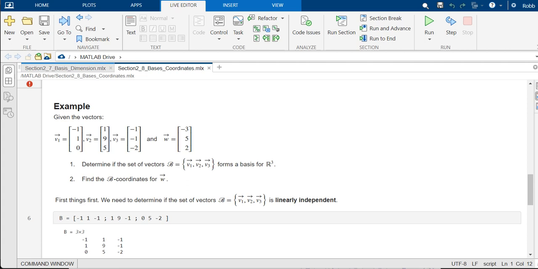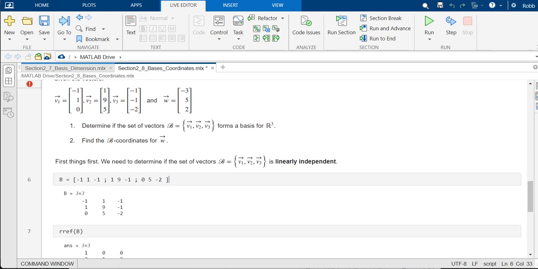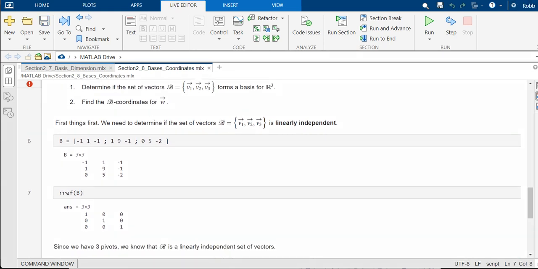Okay, so the first thing we need to do to determine if the vectors are linearly independent is form the matrix B, whose columns are V1, V2, and V3. Then we row reduce it. Why? We row reduce it to find out that there are 3 pivots: 1, 2, 3. Because we have 3 pivots, we know that all 3 vectors are linearly independent, right? The number of linearly independent vectors we have is equal to the number of pivots we have. So we have a linearly independent set of vectors.